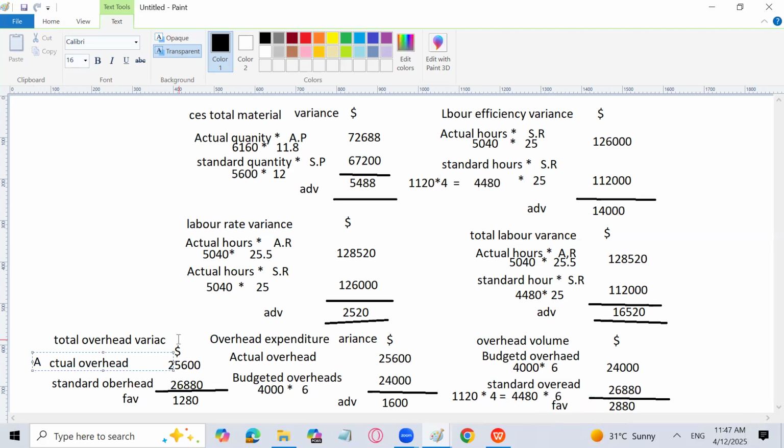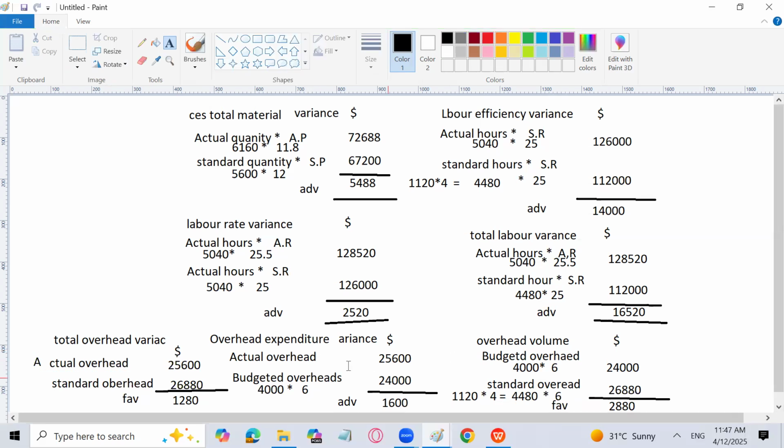And if you combine the overhead expenditure variance with the overhead volume variance, you will see 1,600 adverse and 2,880 favorable. It will come to 1,280 favorable. Now let's see why this is favorable. Why is the overhead volume variance favorable?